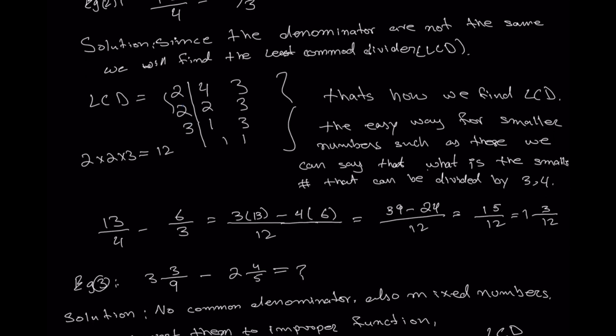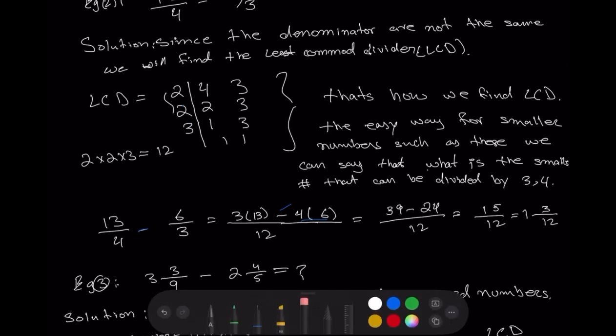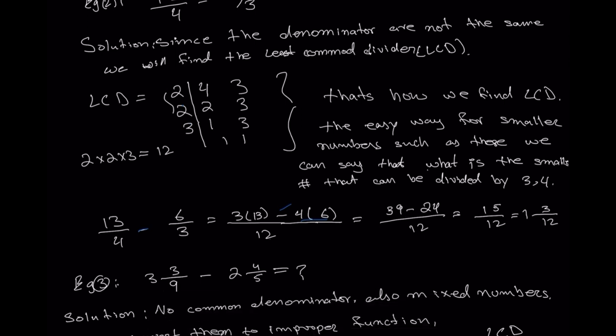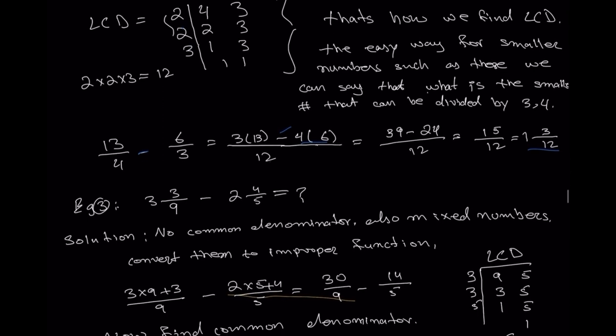So the LCD is 12. Divided by 4 will give me 3. 3 times 13 will give me 39. We'll follow the sign, the negative sign there. 12 divided by 3 is 4. 4 times 6 is 24. So 39 minus 24 will give me 15 over 12, or 1 as a whole number, 3 over 12. So that's a mixed proper fraction.